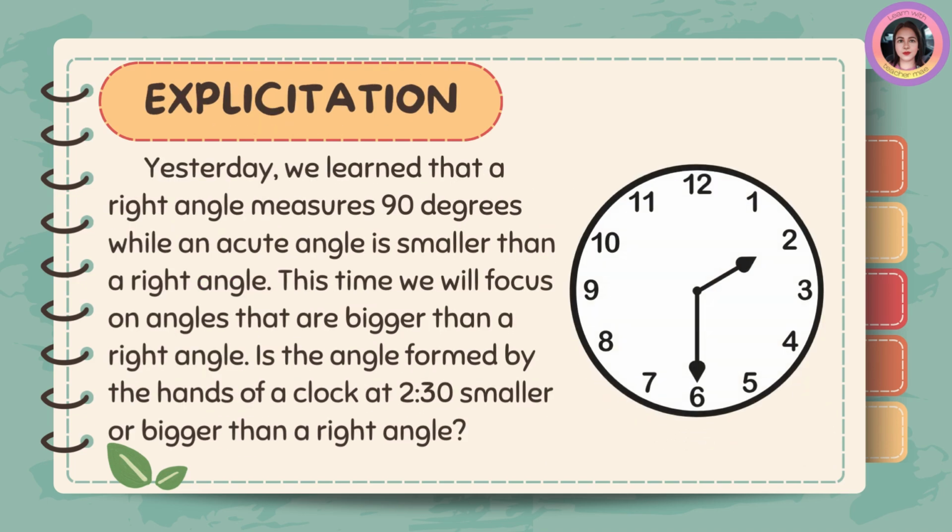Yesterday, we learned that a right angle measures 90 degrees, while an acute angle is smaller than a right angle. This time, we will focus on angles that are bigger than a right angle. Is the angle formed by the hands of a clock at 2:30 smaller or bigger than a right angle?